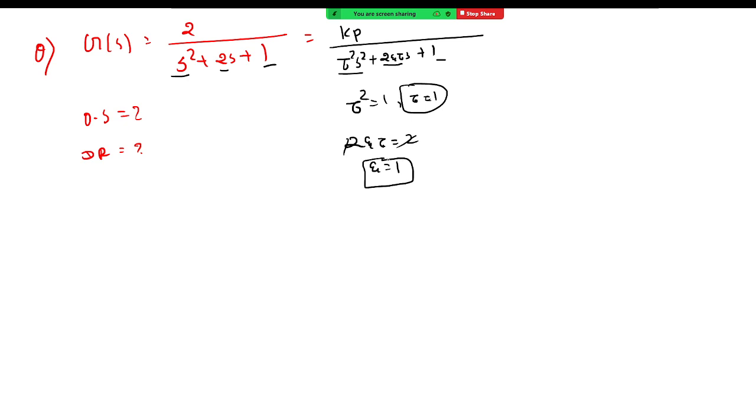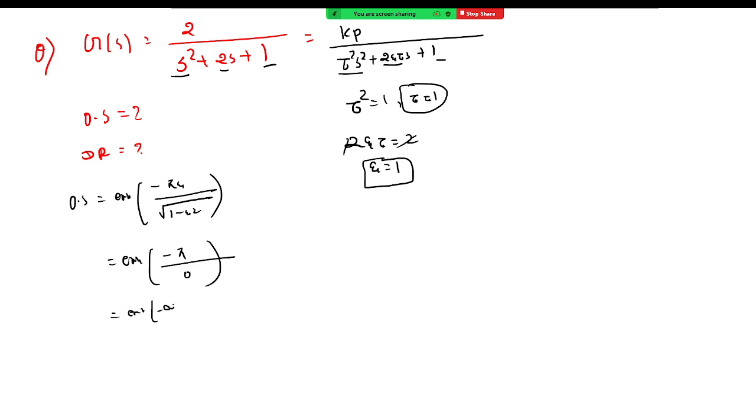Are you getting it? Fine. So your overshoot is equal to exponential of minus pi zeta upon root over 1 minus zeta square. That is exponential of minus pi divided by 0, that is exponential of minus infinity, which equals 0. So your overshoot will be equal to 0. Is it fine?